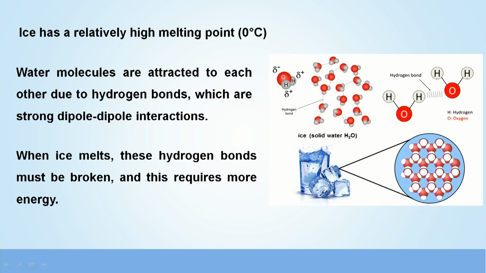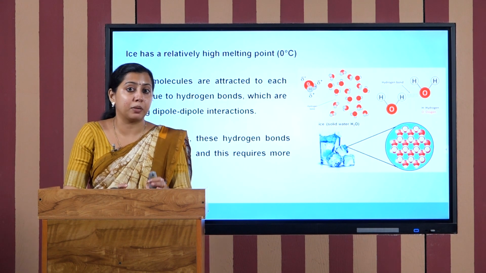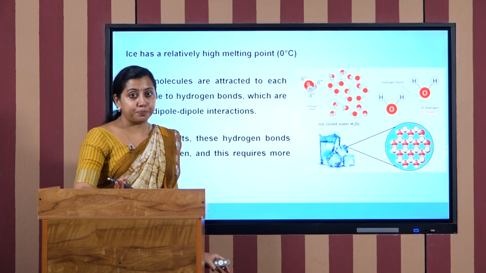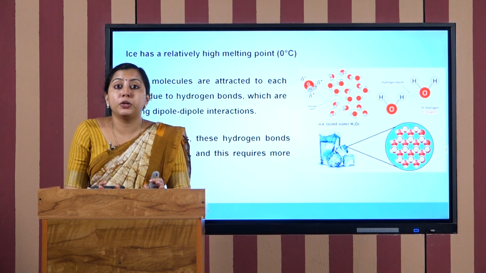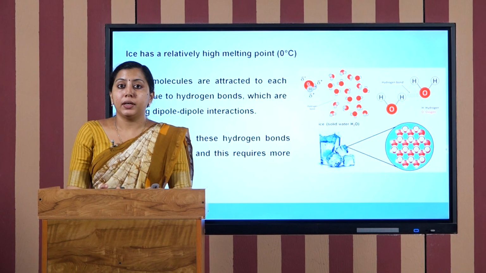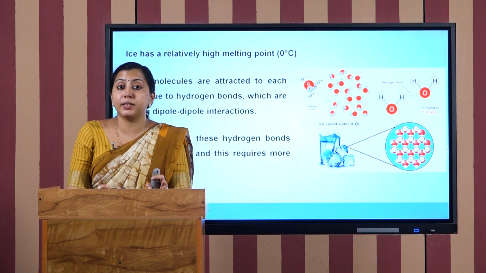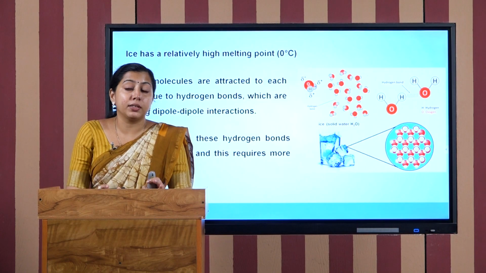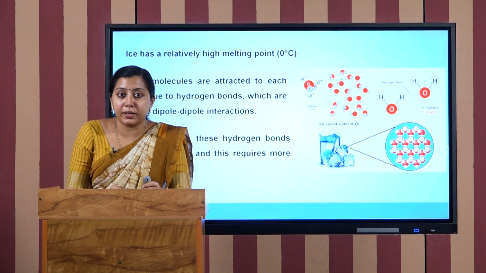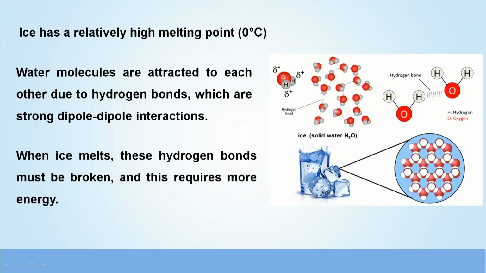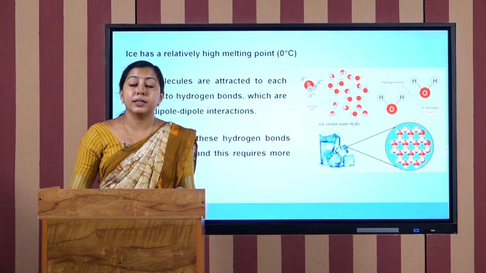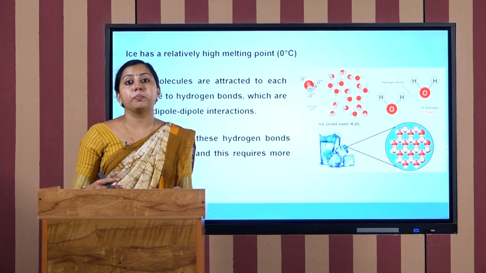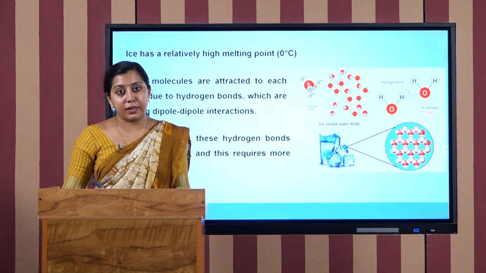We have seen that ice has a relatively high melting point of 0 degrees Celsius compared to the other group 16 hydrides. Water molecules are attracted to each other due to hydrogen bonds, and we know that hydrogen bonding is a special case of dipole-dipole interaction. It is stronger than normal dipole-dipole interactions. So, when ice melts, these strong hydrogen bonds must be broken, and this requires more energy. That is why the melting point of ice is relatively higher compared to other group 16 hydrides.